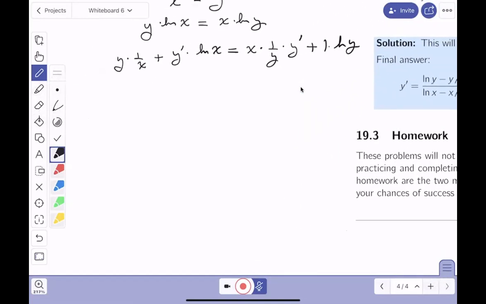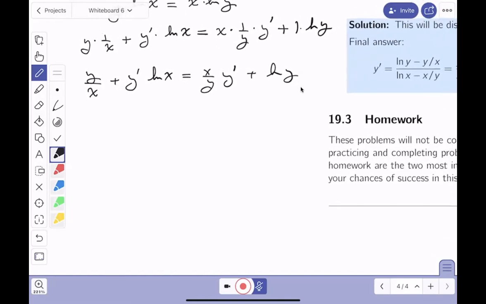All right? It's tough. And by the way, we'll get to another section of the notes where we'll do this quite often. It's what's known as implicit differentiation. So what do I got to do? I got to simplify it, and you get y over x plus y prime ln x. This is going to be x over y, y prime plus ln y. Well, I got to solve for y prime. And how do I do that? There's a variety of ways of doing it. I'm not saying one way is better than the other, but I'm going to put down y prime ln x minus x over y, y prime equals ln y minus y over x.